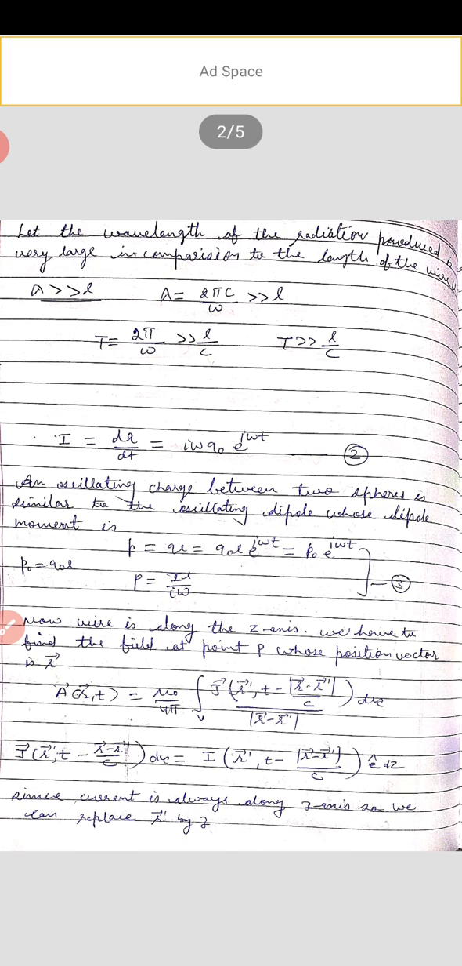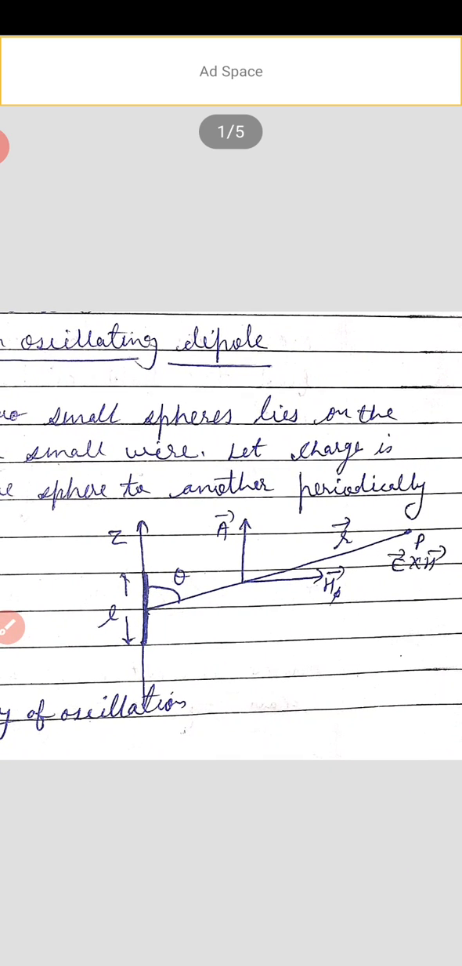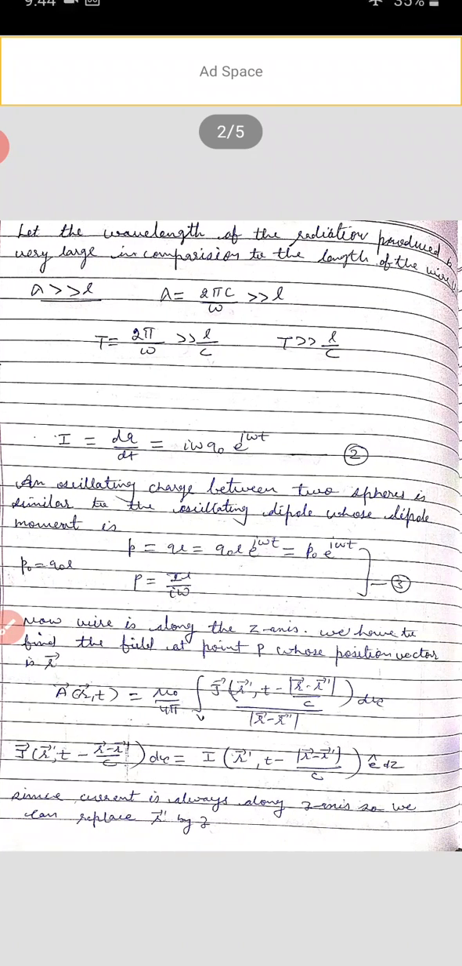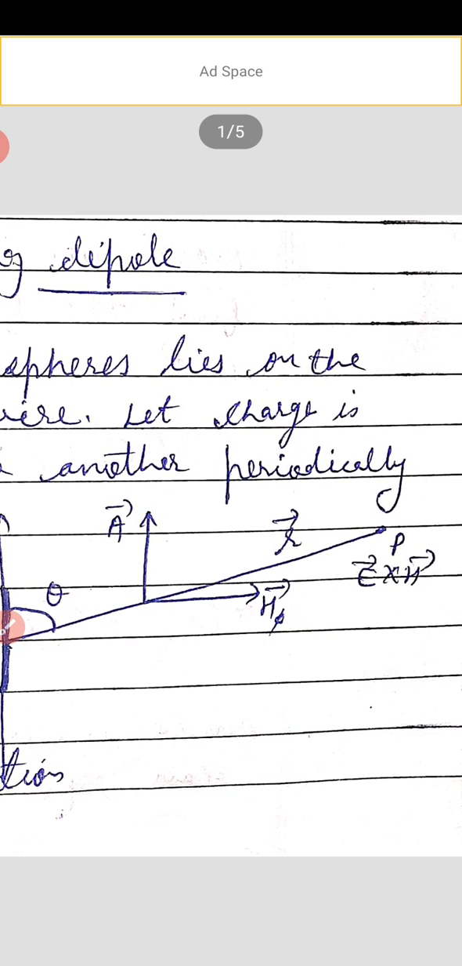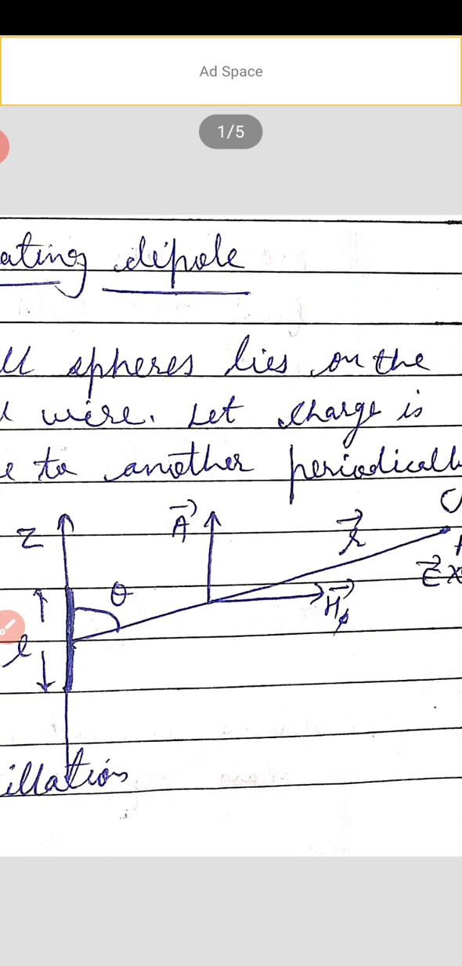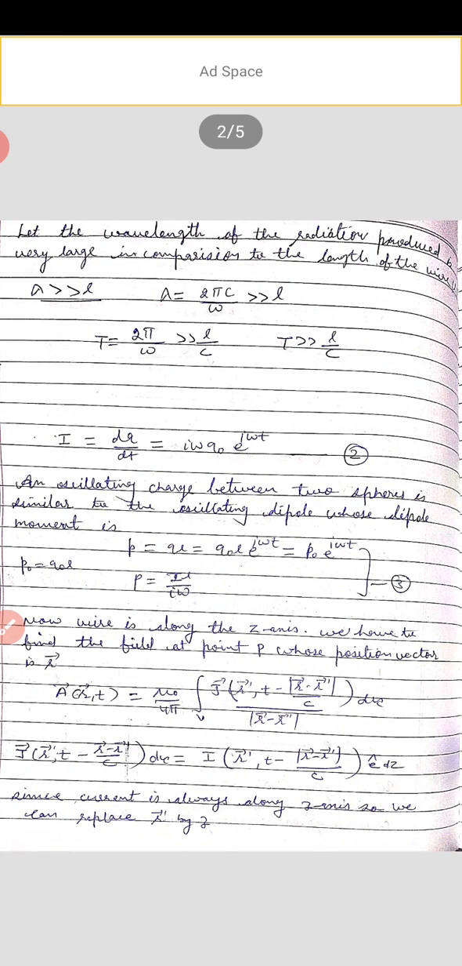Now the wire is along the z axis, so we have to find the field at point P whose position vector is R. This is the diagram, and we have to find the field at point P whose position vector is R. This is the point P and its position vector is R.